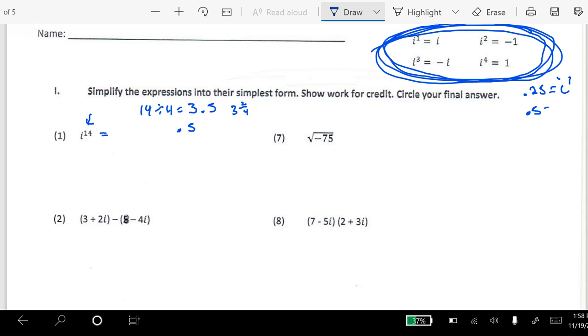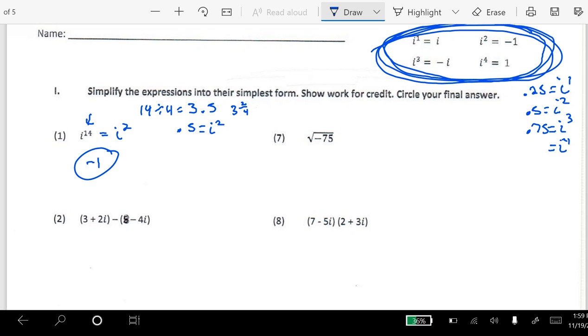If it's 0.5, it's I squared. And if it's 0.75, it's I to the third. If there's no remainder, so it just goes in evenly, that means it's I to the fourth, because it's a straight multiple of 4. So again, when it's 0.5, this means I squared, and I squared is the same as -1. So move on to number 2.